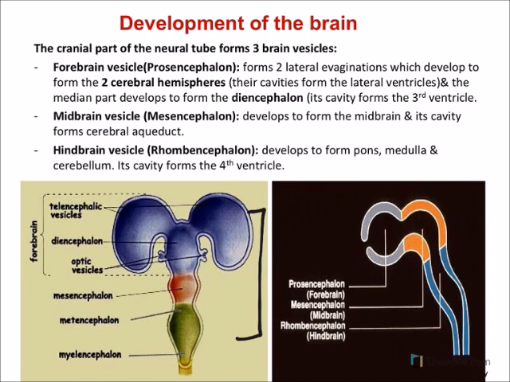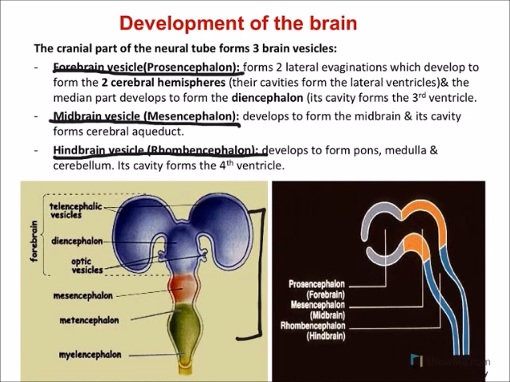The forebrain vesicle, which is the proximal part of the neural tube, is called prosencephalon. So the first brain vesicle to develop is called prosencephalon or forebrain vesicle. The second one is called midbrain vesicle or mesencephalon, and the hindbrain vesicle, or the distal one, the rhombencephalon. This is the distal part of the vesicles which are developed in the brain.